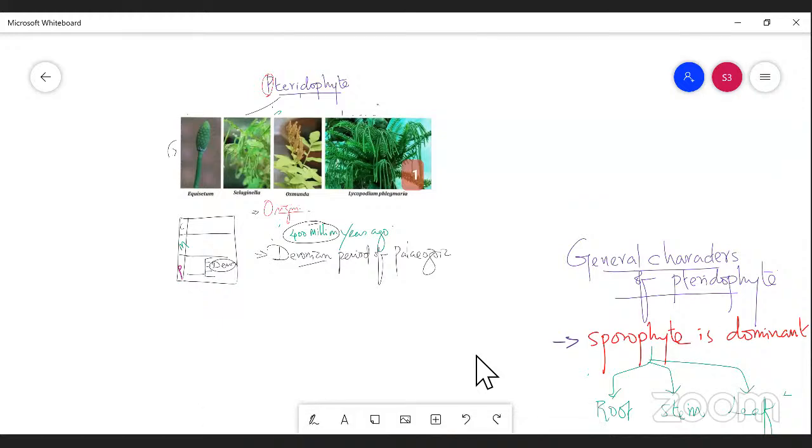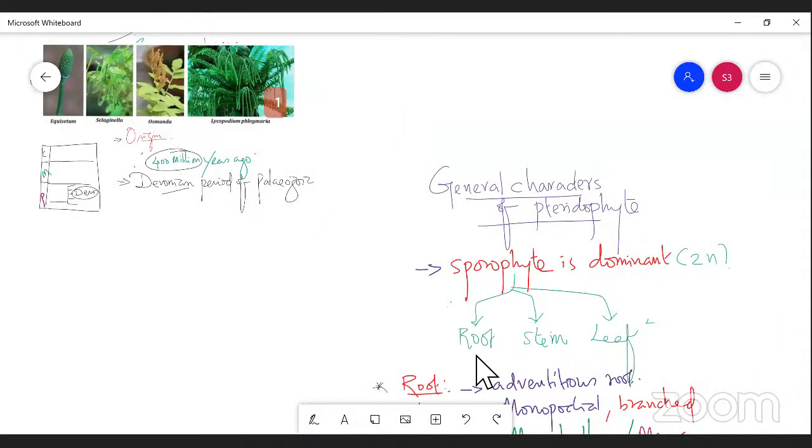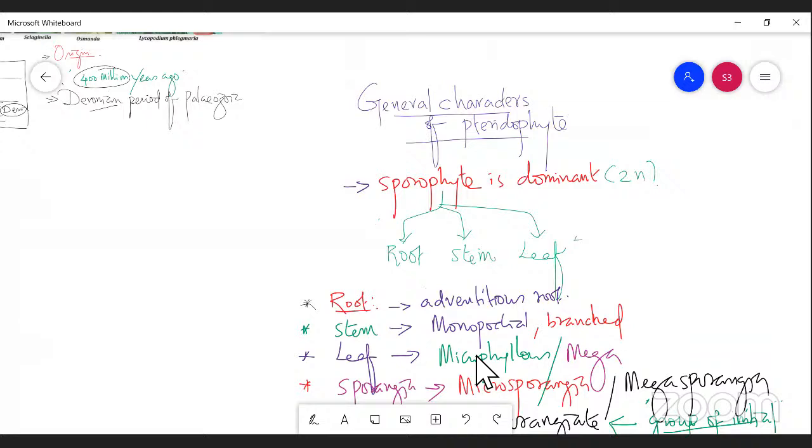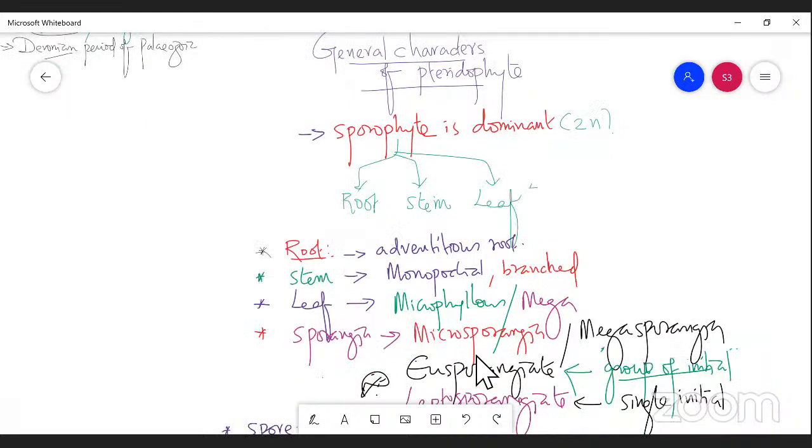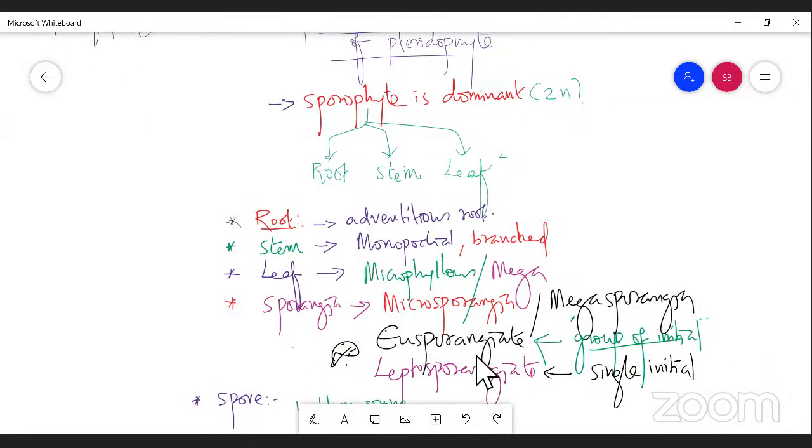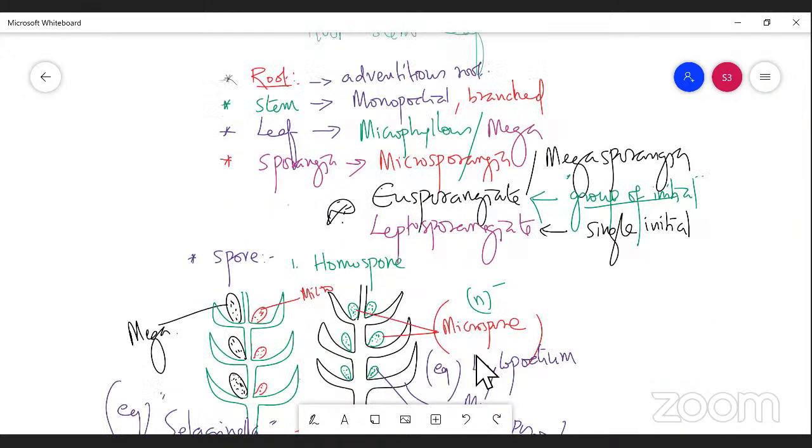And what are the general characters? The sporophyte is the dominant phase. It is differentiated into root, stem, and leaf. The root is adventitious, and the stem shows monopodial branching. The leaf is microphyllous or megaphyllous. And for the sporangium, there are two types.